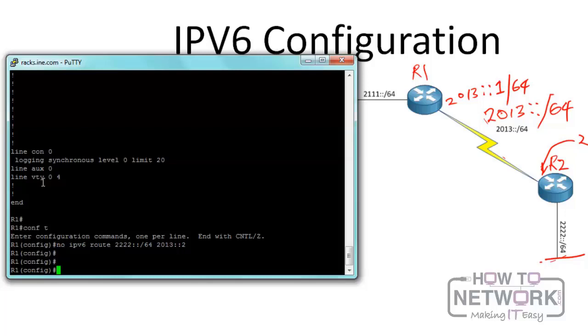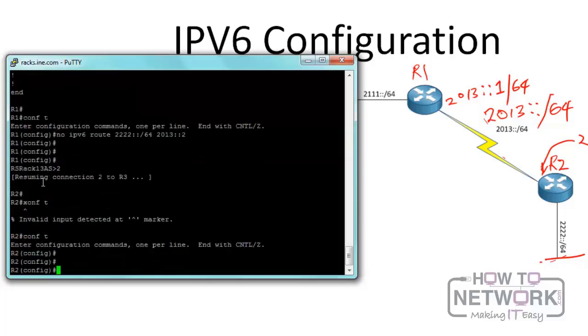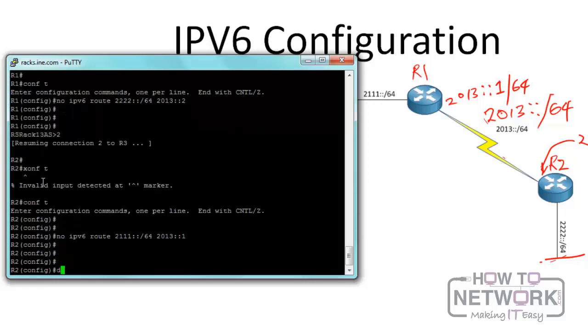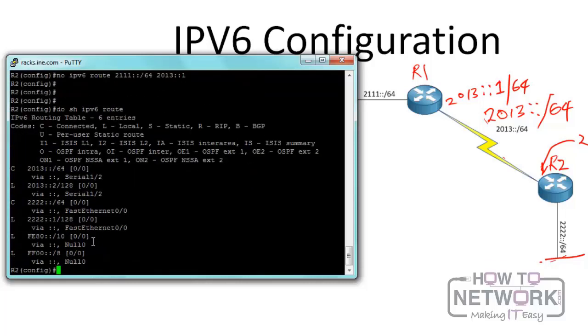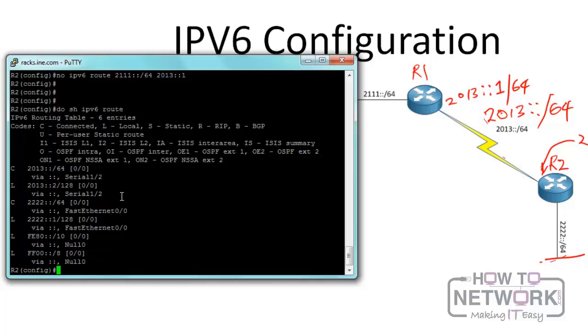So we're going to go over to R2. We're going to do the same thing. Conf t, say no IPv6 route 2111::/64 and 2013::1. So if we do show IPv6 route, our static route should be gone, and yes, it's gone. So everything is fine.